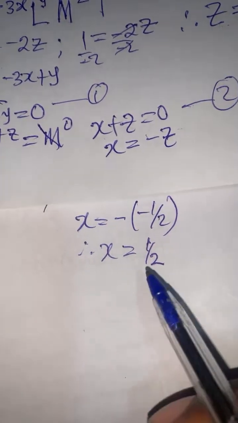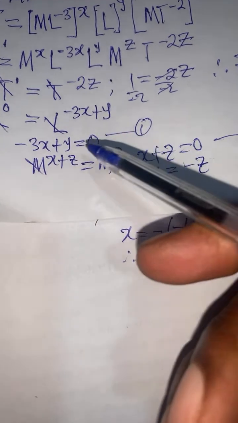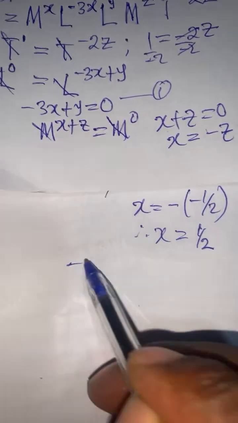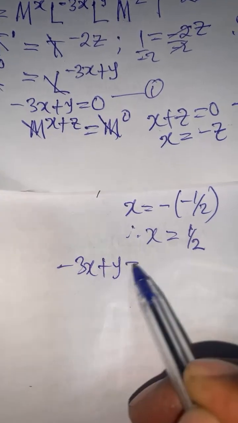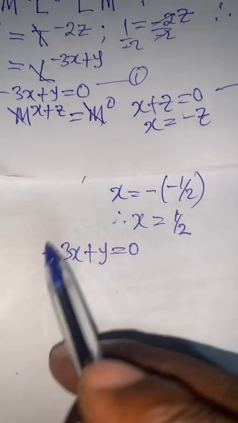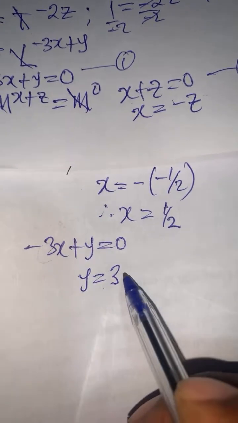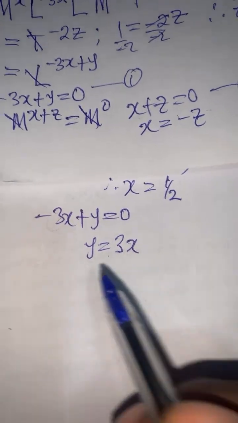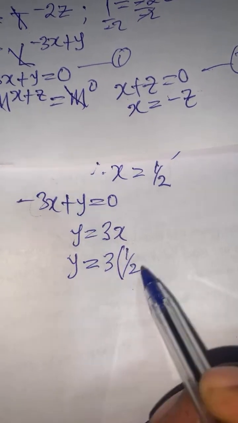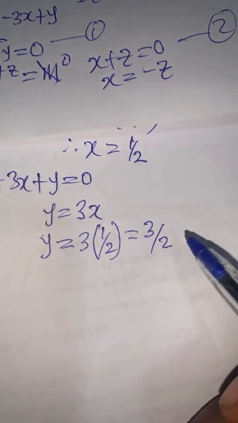All right, we've gotten our x already. With this x, we can get our y. So let's plug this x into equation 1. Equation 1 said minus 3x plus y equal to 0. So if you are meant to find y, we could just carry this minus 3x across. So we have y equal to 3x. Is that correct? So now y will be equal to 3 times, what is your x? 1 over 2. So this will become 3 times 1 is 3 over 2.